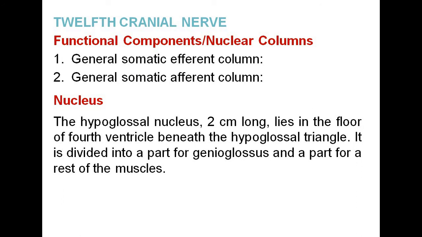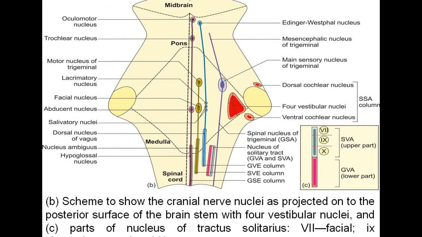The hypoglossal nucleus is 2 cm long and lies in the floor of the fourth ventricle beneath the hypoglossal triangle. It is divided into a part for the genioglossus muscle and a part for the rest of the muscles. This diagram shows the location of the nucleus of the hypoglossal nerve. This is the hypoglossal nucleus.